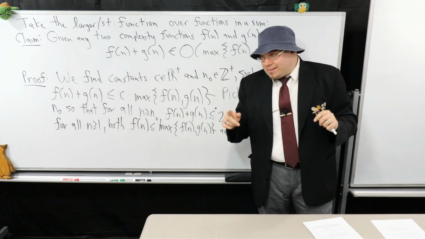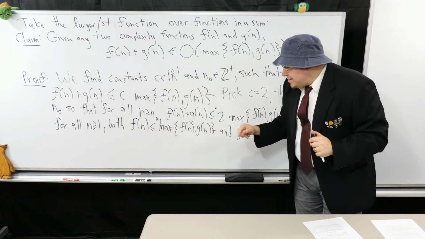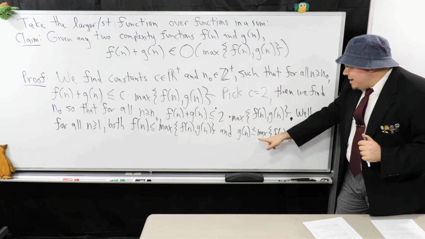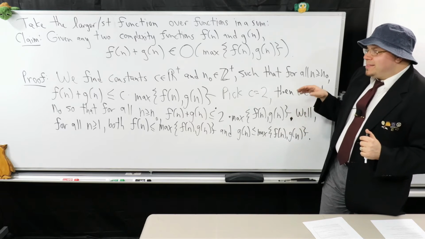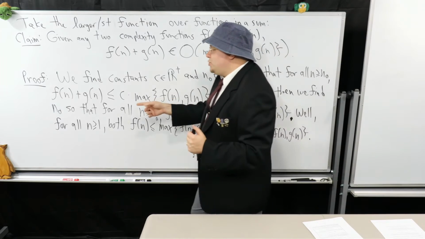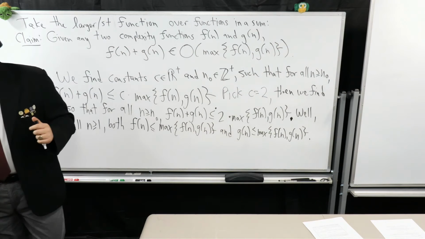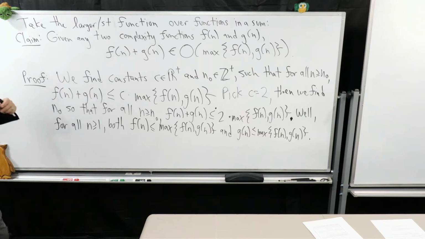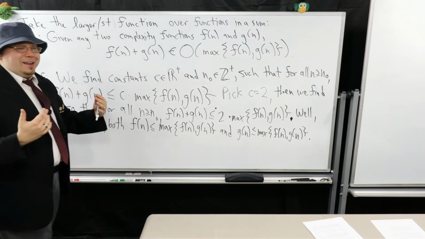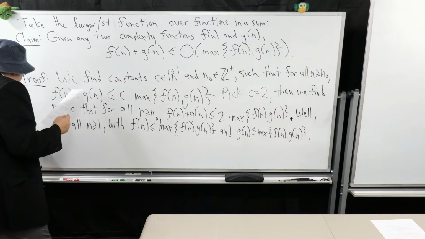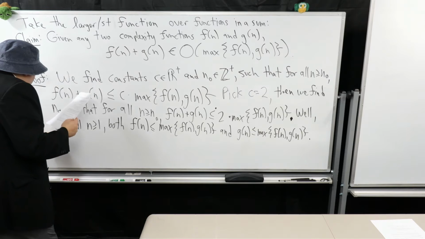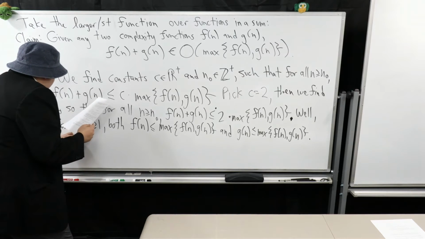So I have two facts I can play with. f of n is less than or equal to a max function, and g of n is less than or equal to another max function. But do you see that the thing I'm trying to prove is actually a sum of f and g, right? So that just simply means I'm going to add over both inequalities, for every n greater or equal to 1.